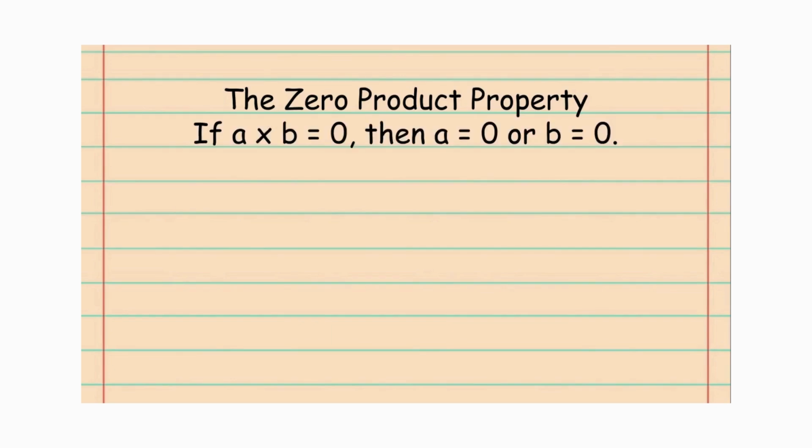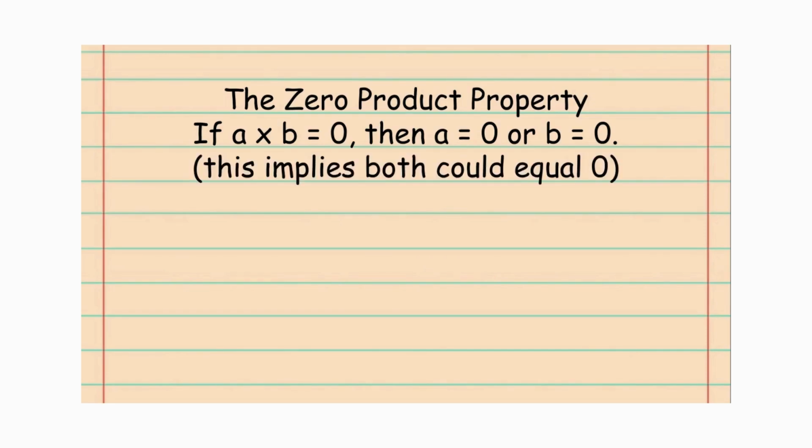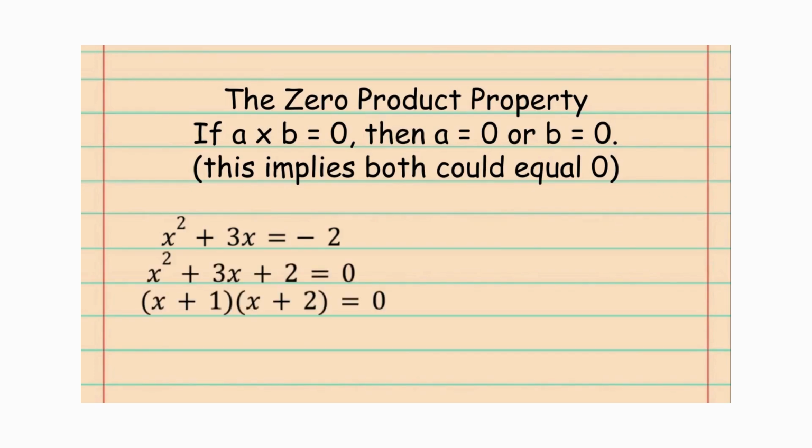One of the most important properties in algebra is the zero product property. It states that if a times b equals 0, then either a is 0 or b is 0, or technically both could be 0. The point is that at least one of the two factors has to be 0. This principle is massively helpful in solving polynomial equations efficiently if you're good at factoring. For example, if I'm solving this polynomial equation, if I can just get 0 on one side and a product on the other via factoring, I can set each of the factors equal to 0 to get my solutions.